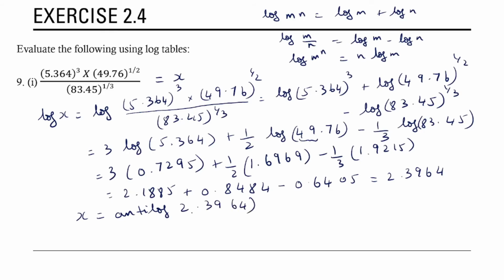So from this we can see that x is equal to antilog of 2.3964, or it is equal to antilog of 0.3964 into 10 raised to 2. Now this we cannot write equal to, we have to write approximately equal to, because what we find will not be exactly equal to the value of this expression. So we can write x is approximately equal to.